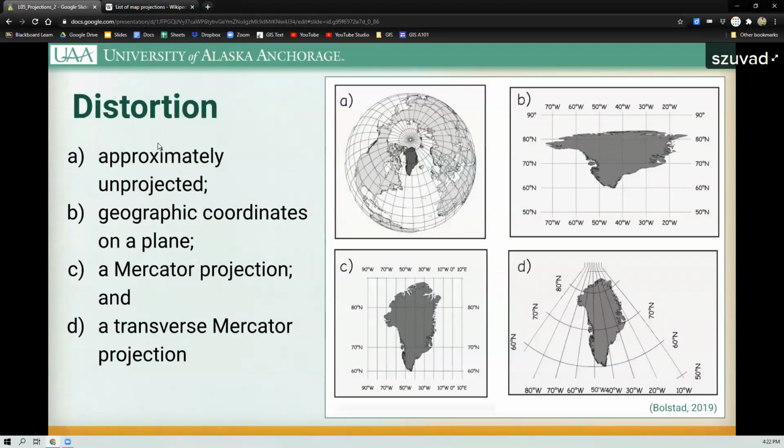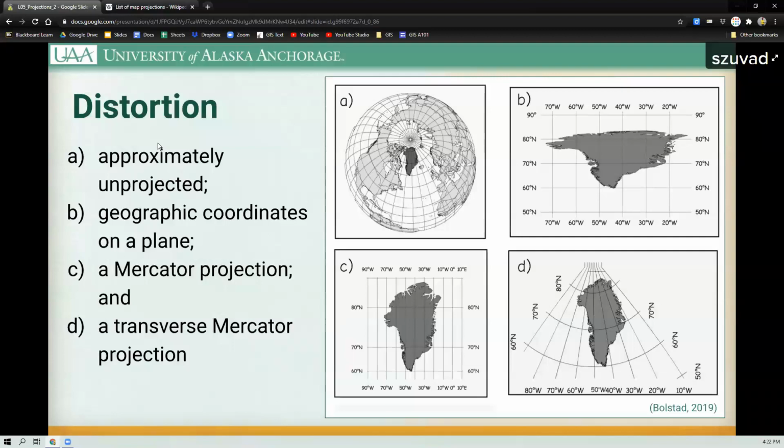Thank you. So here's an example of distortion between just 4 different representations of Greenland. There's A, which is the global perspective. Even that is going to be slightly distorted because, as we discussed, the world is not a sphere or even a spheroid. It's an oblate ellipsoid. So somebody sat on a basketball.